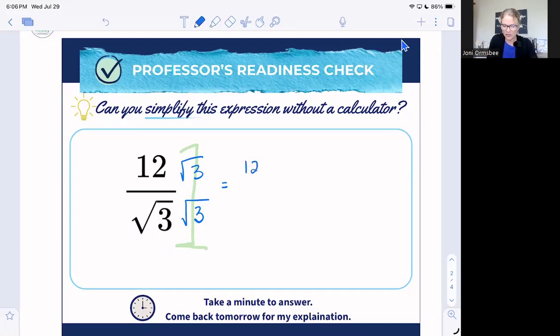And so you're going to get 12 square root of 3, and the square root of 3 times the square root of 3 is the square root of 9. And so you get 12 square root of 3 over 3, and then you'll be able to cancel, and you get 4 square root of 3. So if you were able to get that answer, great job.